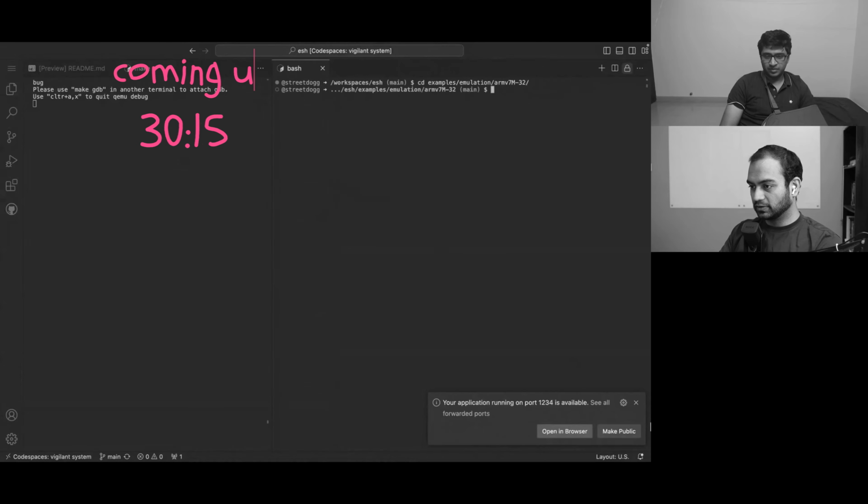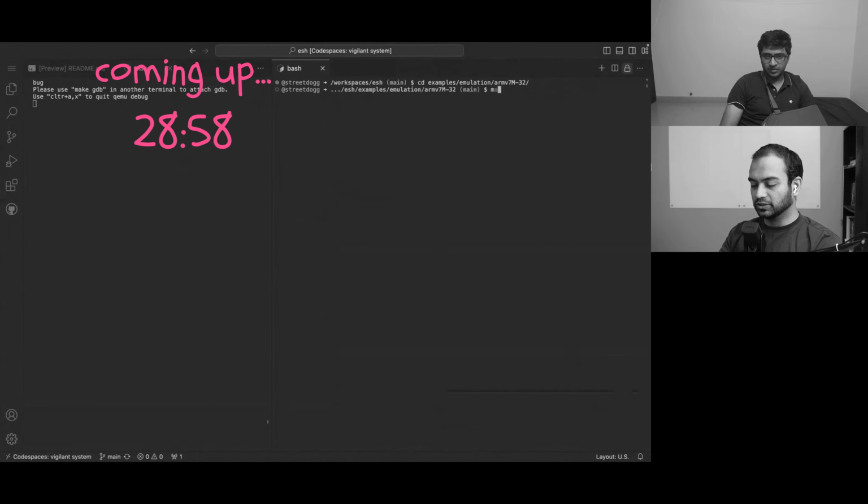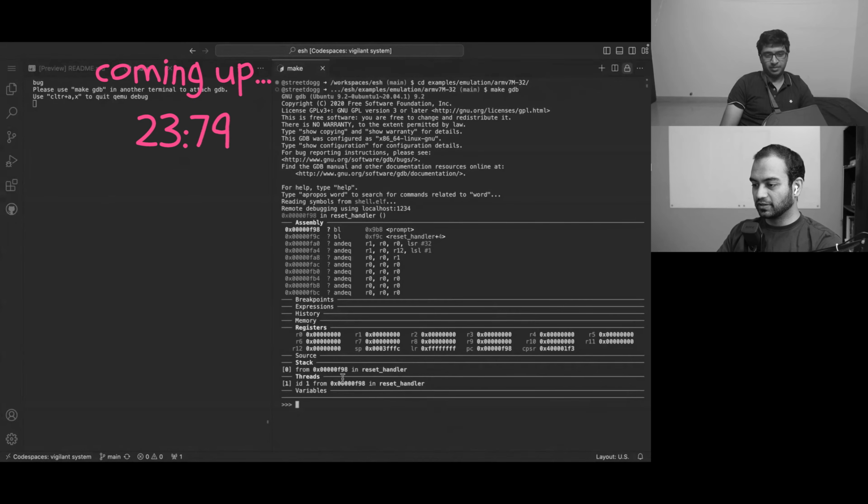We don't need this, and then we say make GDB. Nice. So these are then the registers that we were talking about. The APSR is marked as CPSR. I think, what does CPSR stand for? Program status register, I suppose.